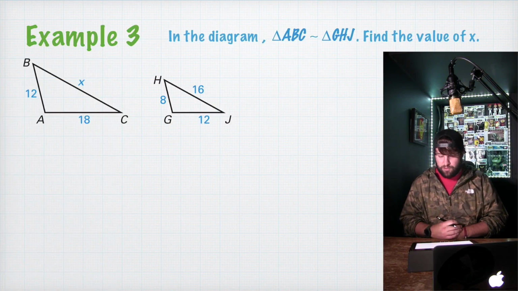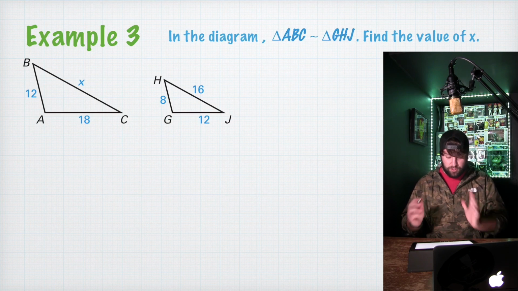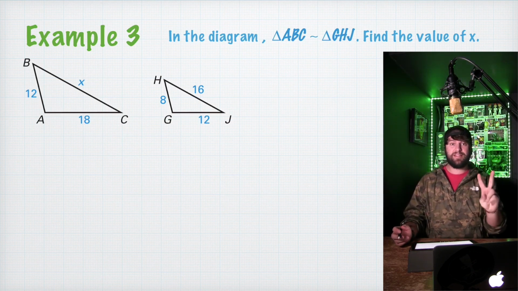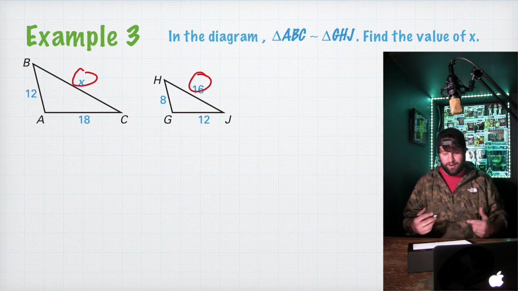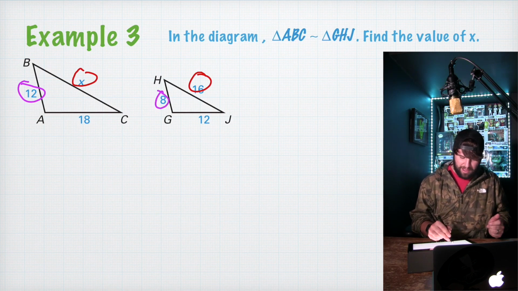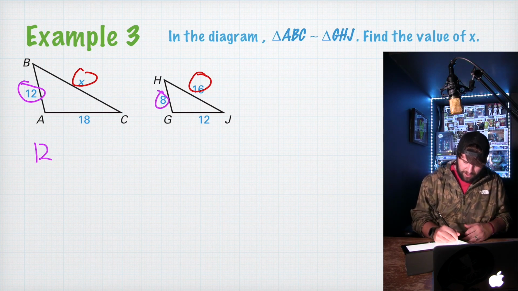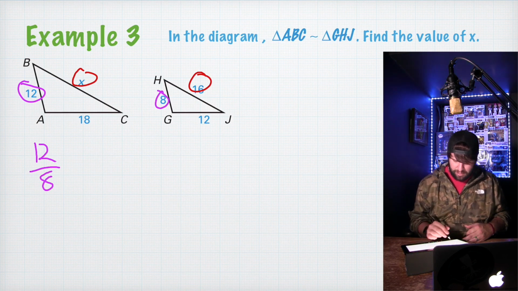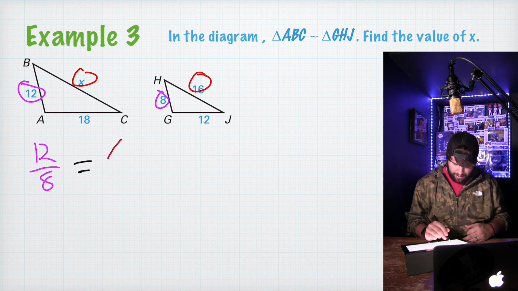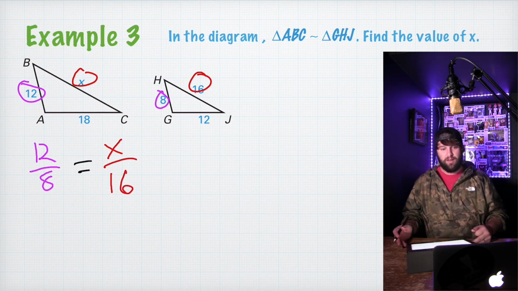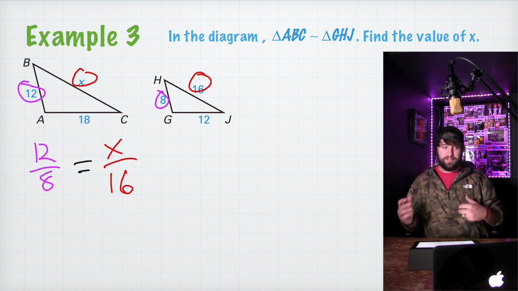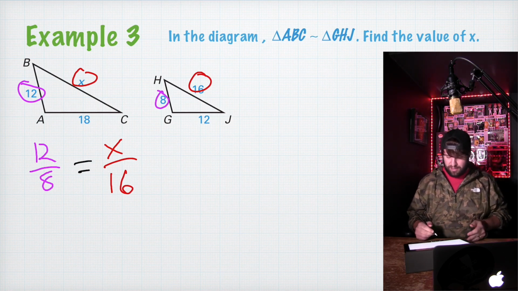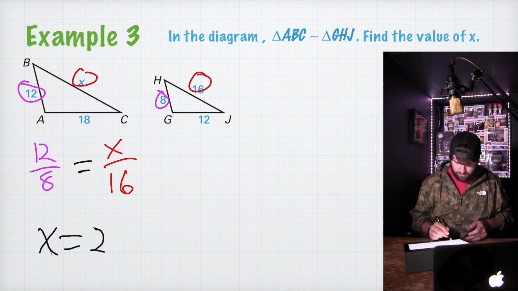Example 3. In the diagram, triangle ABC is similar to GHJ. Find the value of X. So to do that, you need to find two sets of corresponding sides. One of the sets obviously needs to contain your X value, and the other one, it doesn't matter. So I'm just going to pick 12 and 8. So right here, we're just going to write 12 over 8 equals X over 16. And to solve this, all we're going to do is use the cross product property. So 12 times 16 divided by 8, and that's going to give us X equals 24.